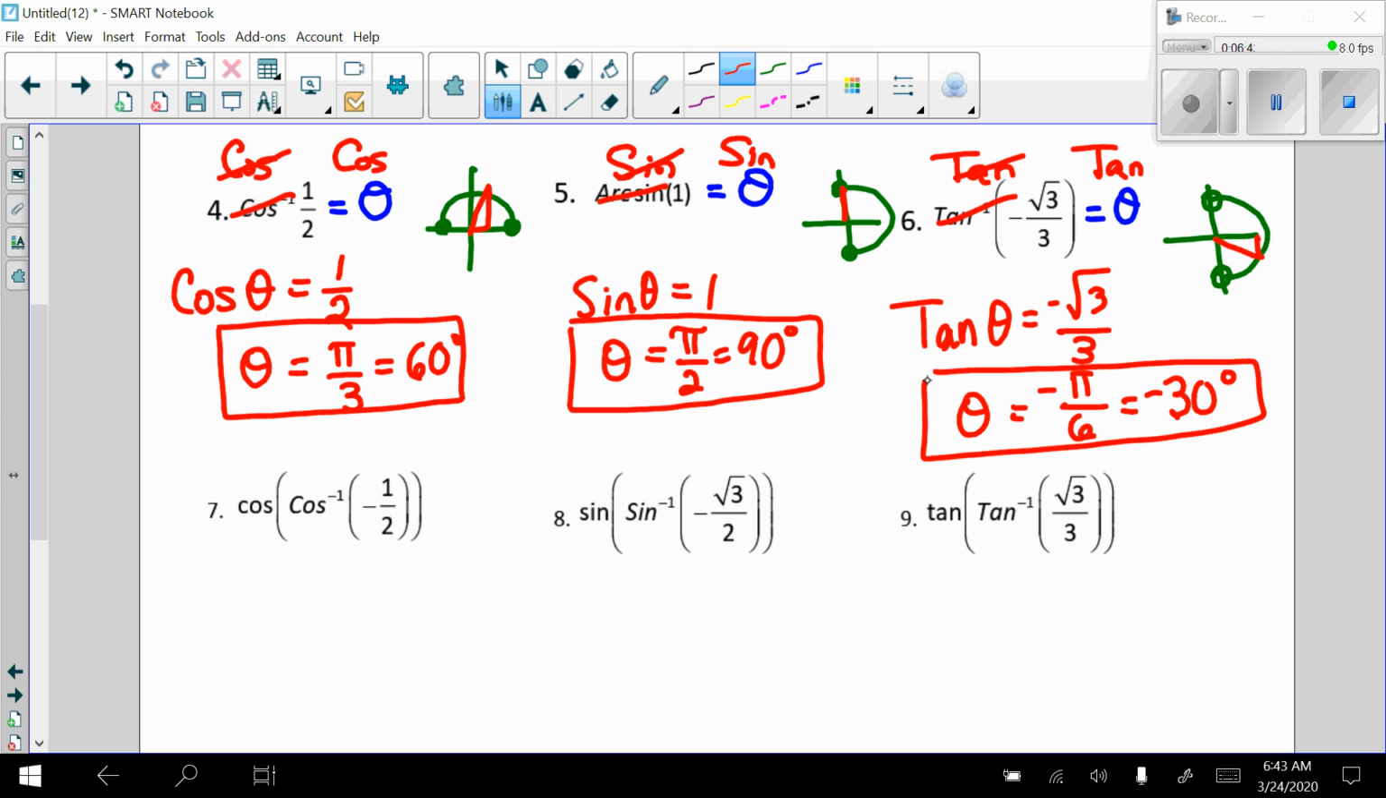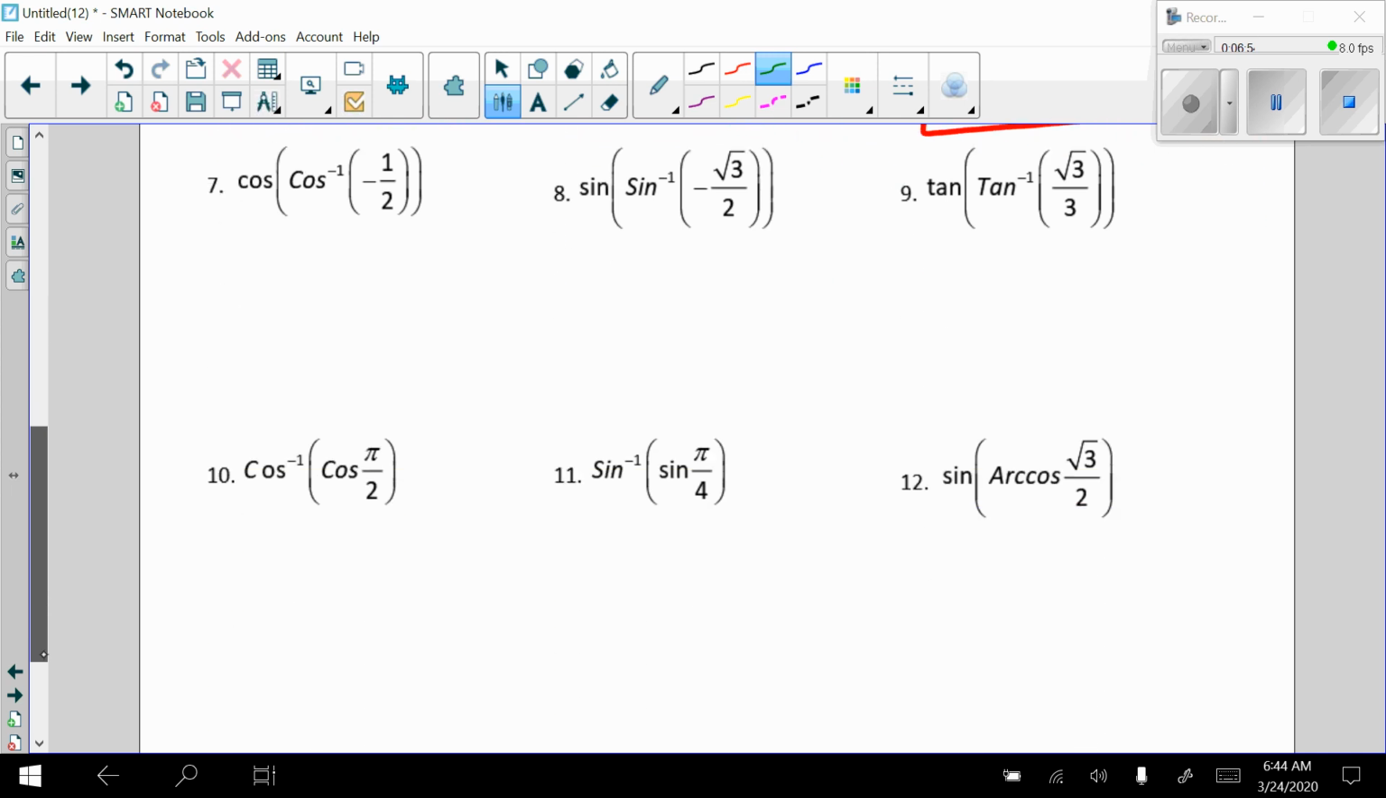Okay? So if you had trouble with those, what you might want to do is go back and redo them. Definitely draw the domains and see what you can do there. Let's move on to the next type of problem.